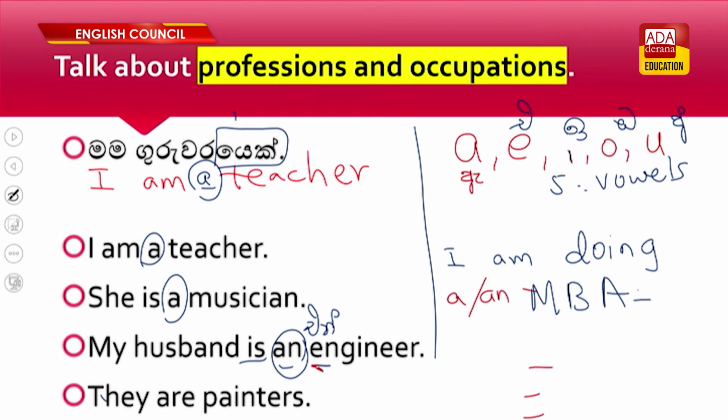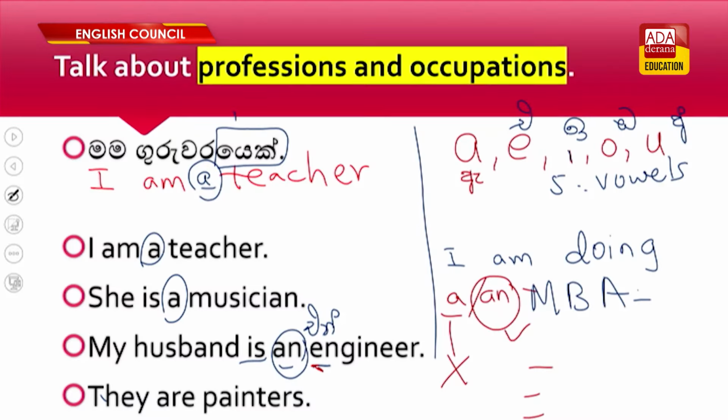If you put a, it's wrong. If you put an, it's correct. That's why I told you the rule. Now listen to me. Let's give them a close up. MBA. I'm doing an MBA. M. What's the vowel sound you hear? E. M. E. MBA. I'm doing an MBA. What is the vowel sound of M? E. Elephant. An. That's why we say an.